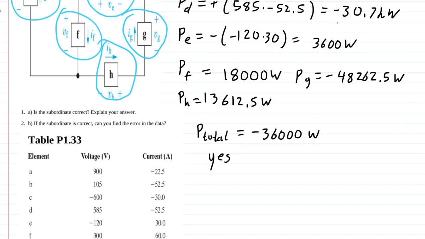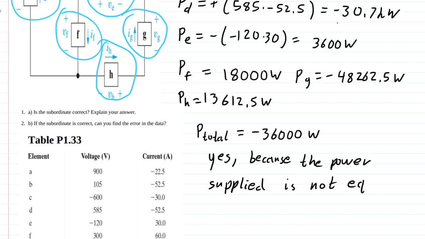So yes, our suspicion is correct. I'll say yes because the power supplied is not equal to power dissipated or consumed or whatever. It doesn't matter. We just don't have energy conservation basically. So our second task is, since we've discovered that the suspicion is correct, we've got to try and find the error in the data.